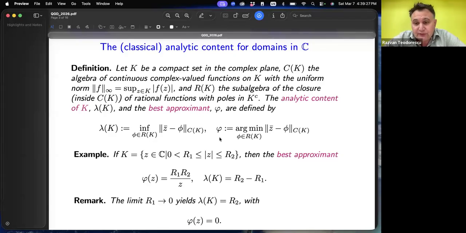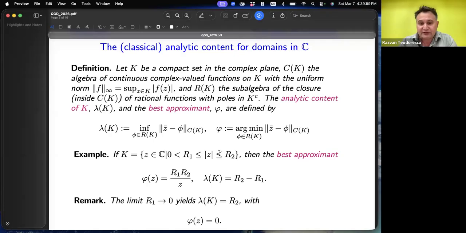And just to give two easy to understand examples, and actually the only two easy to understand examples, one of them is you take an annulus, so two concentric disks, one of radius R1, one of bigger radius R2. The domain has connectivity 2. The best approximant is basically the function 1 over z, which is obviously analytic in the annulus, and the analytic content is simply the difference between the two radii.